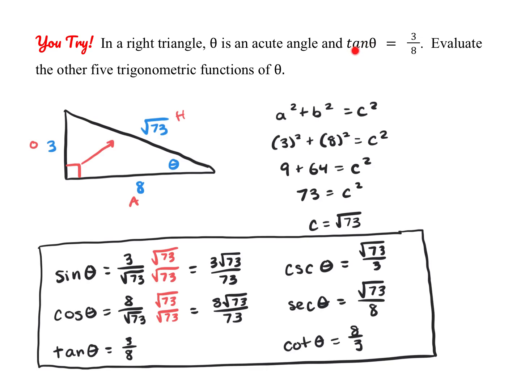So here you are given tangent of theta. So you set up your triangle, but this time the opposite leg is 3 and the adjacent leg is 8. So you need to use Pythagorean theorem to find your hypotenuse. And then once you have that set up, you're simply following your trig ratios, and make sure you rationalize your denominator for sine and cosine.